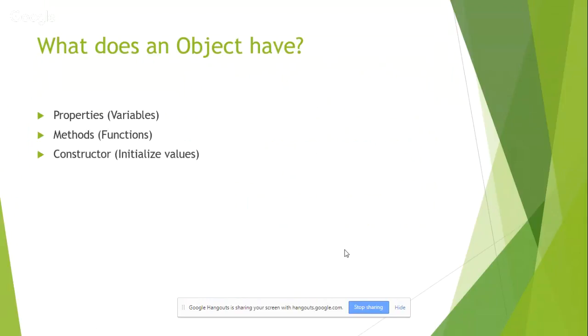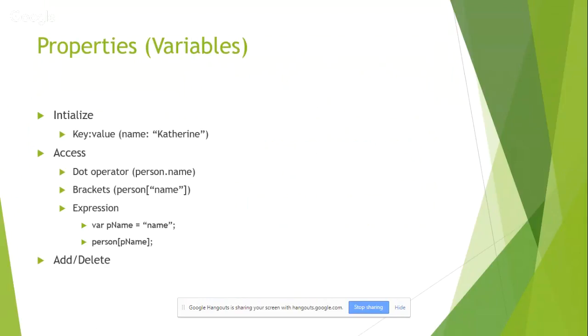An object has several different things. It can have properties, which are basically variables, methods, which are functions, and sometimes you'll even have a constructor where you can initialize the object's properties. Properties, like I said, are pretty much just variables specific to your object, and they're often notated in key-value notation, with the key basically being the variable name, and the value is whatever you want to assign to the key.